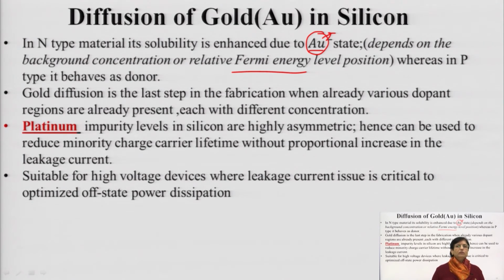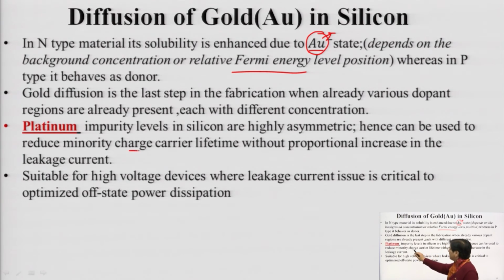The second impurity being used is platinum. The impurity levels in silicon for platinum are highly asymmetric in their behavior, so they can be used for control of the carrier lifetime, with a proportional increase in the leakage current. They are very suitable for high voltage devices where leakage current is the issue, and that is to be critically optimized when you need to optimize the power, because you have better controllability on the lifetime.